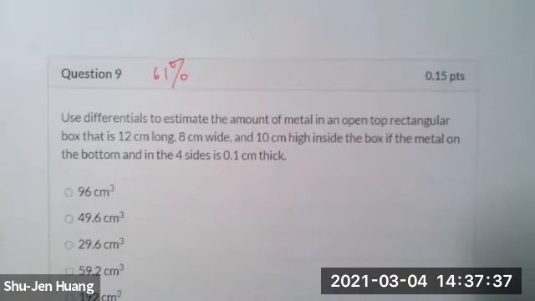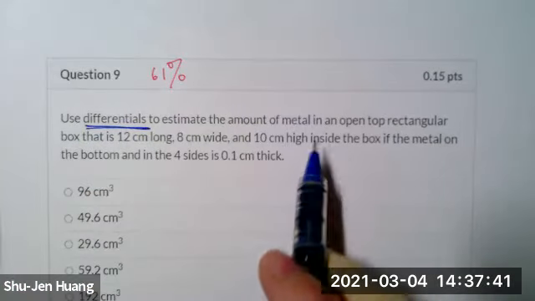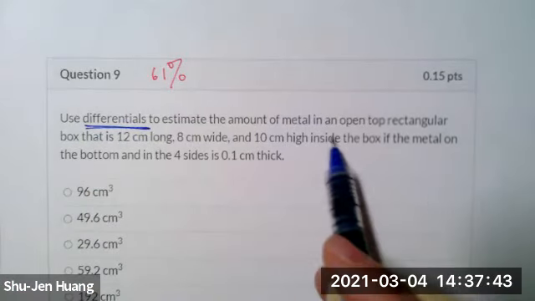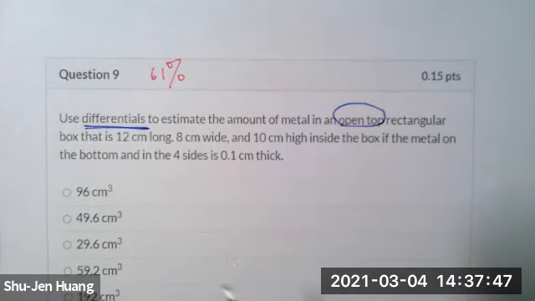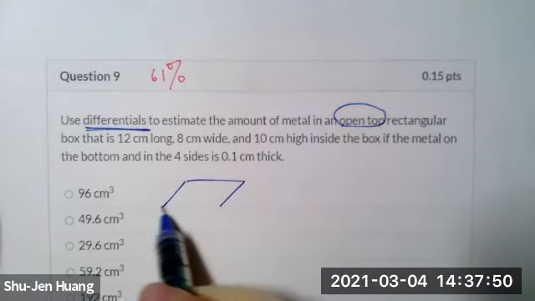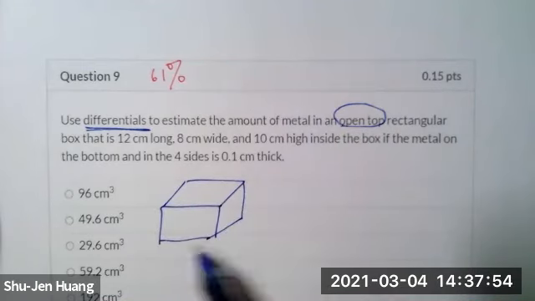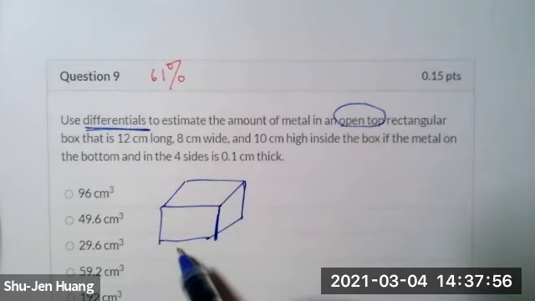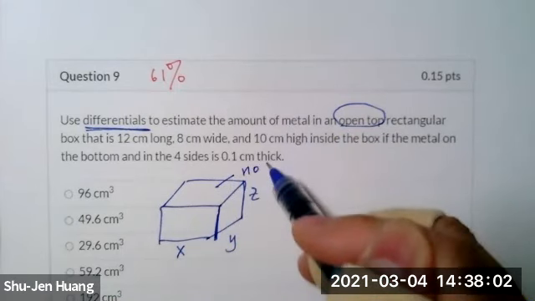Question number 9. We want to use the differential to estimate the amount of metal in an open top rectangular box. Okay, so we have a rectangular box here. Let's say the length, the width, and the height are x, y, and z. Okay, and this is open top, so no top here.